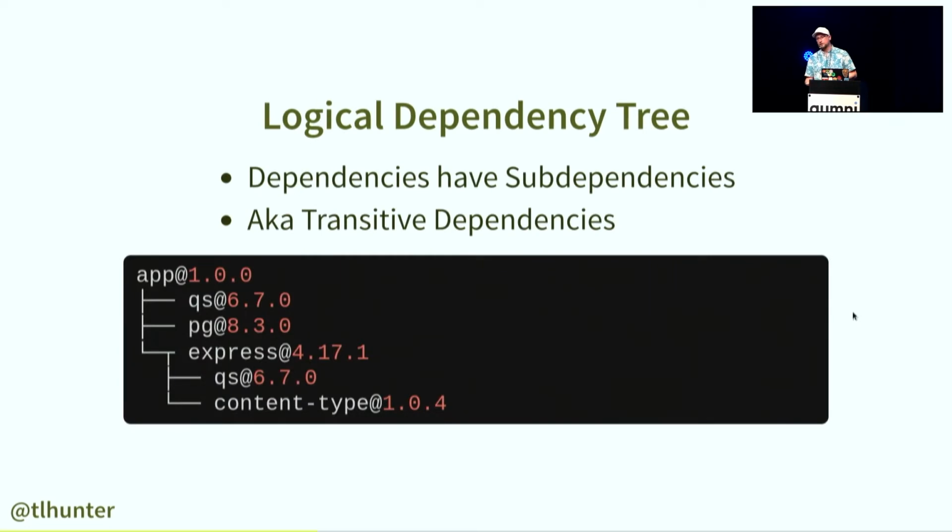Well, there's actually a few ways to consider the dependency tree. The first one is what I like to call the logical dependency tree. This dependency tree is essentially a hierarchy that perfectly resembles the dependencies of your application. So in this case, we have our application version 1.0. It depends on QS and PG and Express. And then Express depends on QS and content type. So in this case, we have 3 dependencies, QS, PG, and Express. And then we also have what we can refer to as transitive dependencies or sub-dependencies, and that would be the other QS and content type.